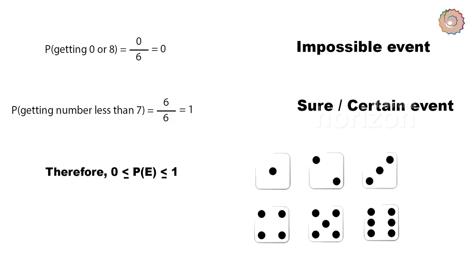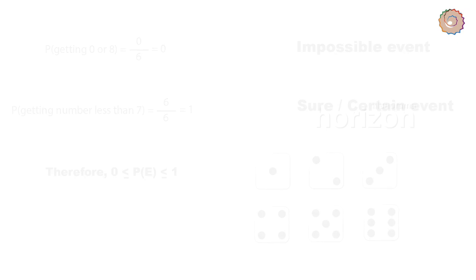Also, you have to consider an important note: from the probability P of E, the numerator, that is the number of outcomes favorable to the event E, is always less than or equal to the denominator, that is the number of all possible outcomes. Therefore, 0 is less than or equal to the probability of event E, which is less than or equal to 1.